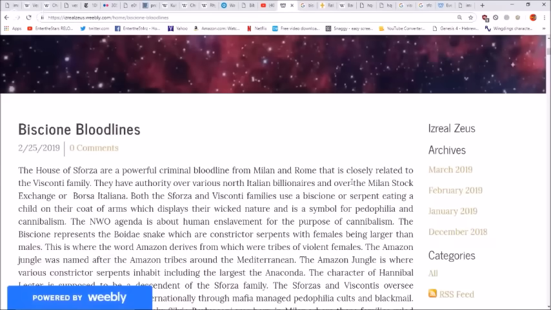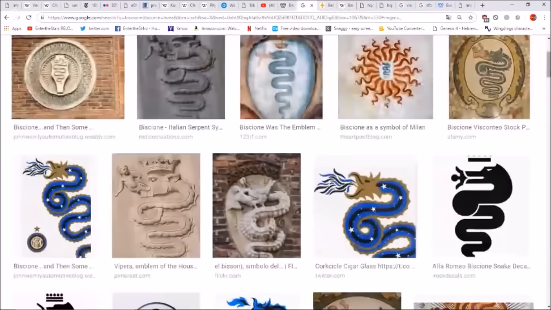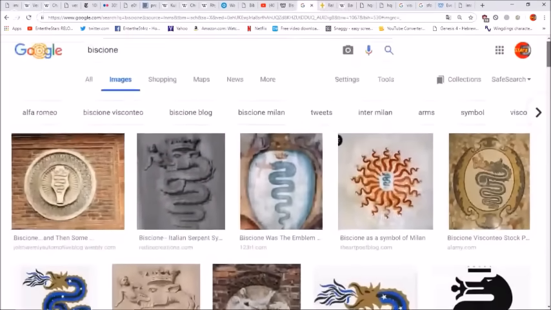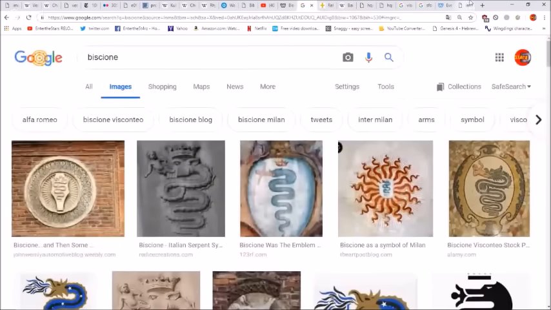Now, this isn't to say that every single person in these families knows exactly what's going on here, but these are the family crests. And that is what we're seeing in the bird's eye view above the school. I'm going to show you how that links in to the 188th ley line.